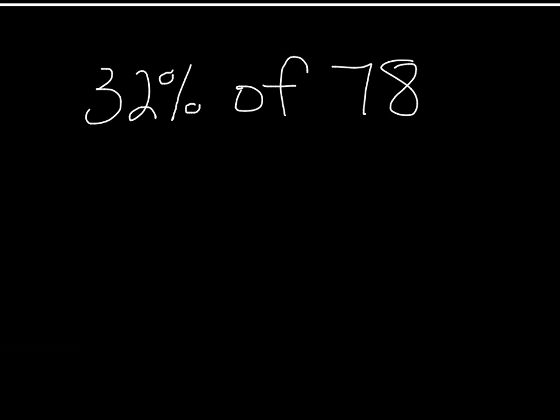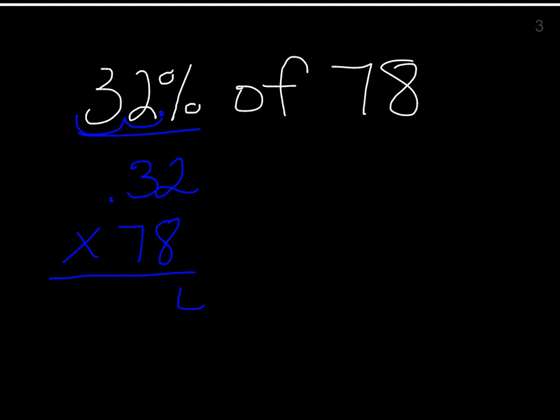Moving on to the last example, this is just a basic one, 32% of 78. I first made my percent a decimal, so I'm just going to move it 2 places to the left, and so it's 0.32, and I'm just going to write times 78, put my 78 underneath there. And I'm just going to multiply. 8 times 2 is 16. 8 times 3 is 24, plus 1 is 25. 7 times 2 is 14. And then 7 times 3 is 21, plus 1 is 22.